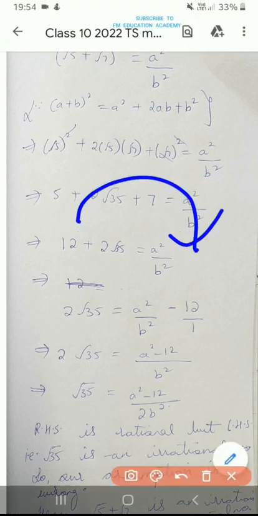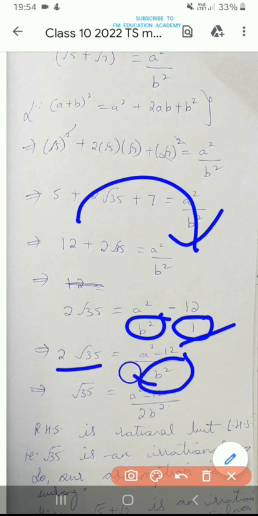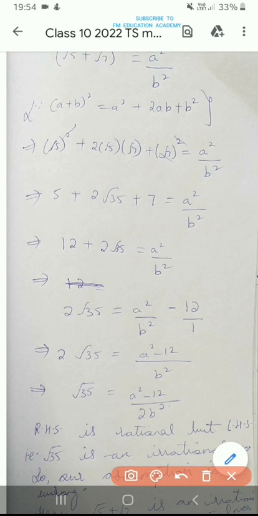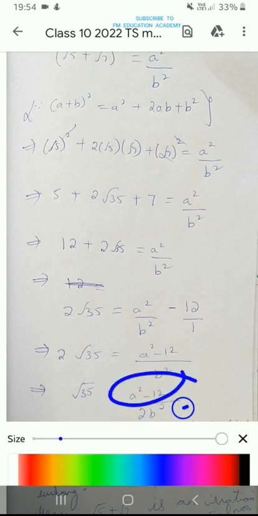If 12 comes to this side, it becomes minus 12 by 1. So we have 2 root 35 is equal to, take out the LCM. LCM of b square and 1 is b square. B square divided by 1 is b square into a square minus 12. So if you observe, this whole is the numerator and this whole is the denominator. So this whole is p and this whole is q, right?